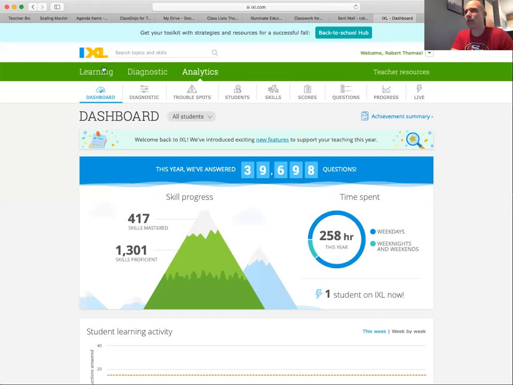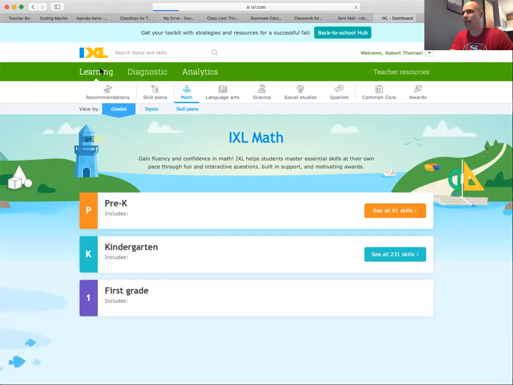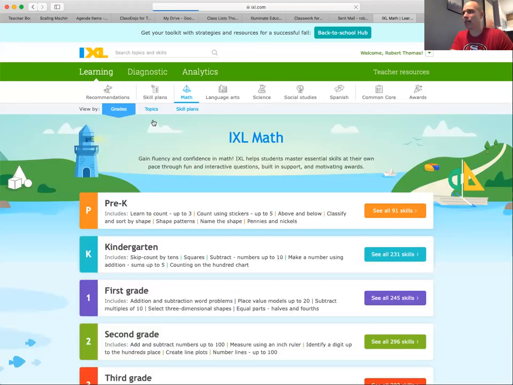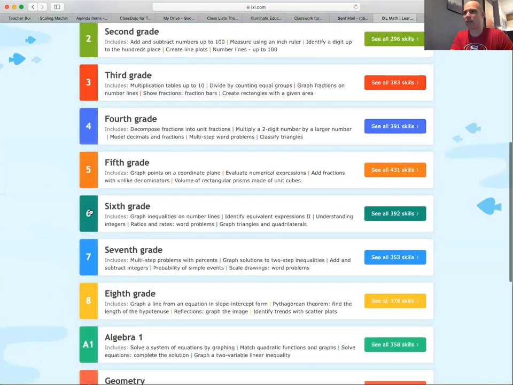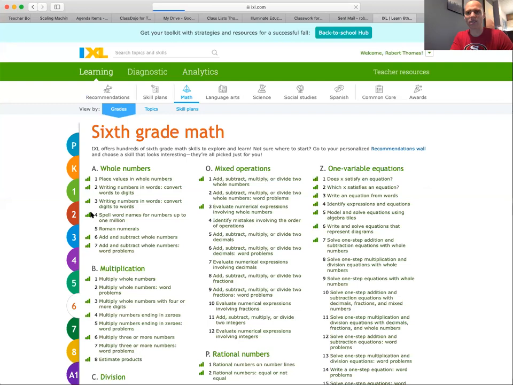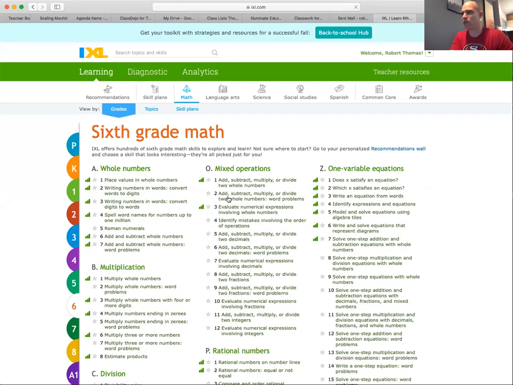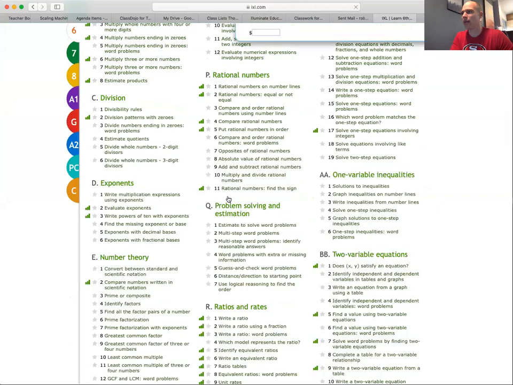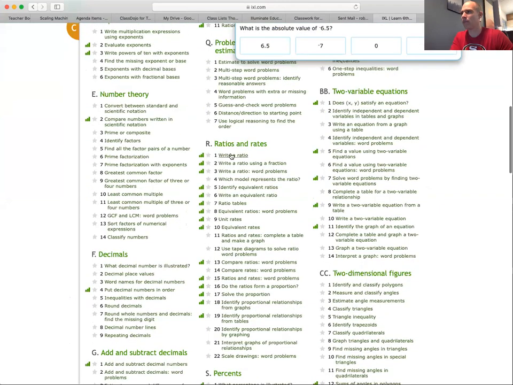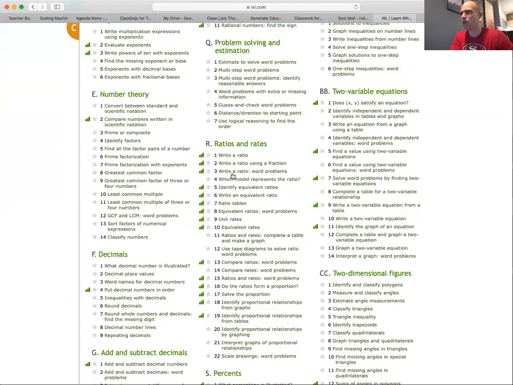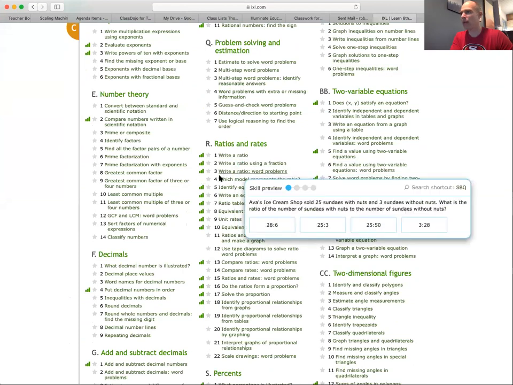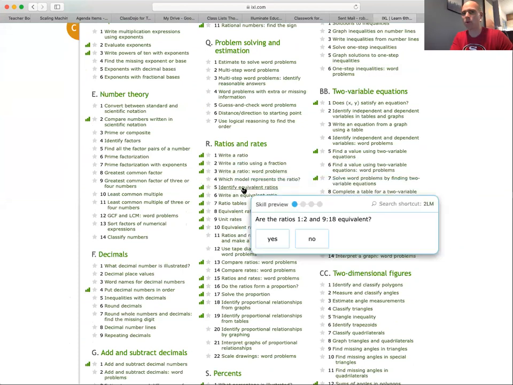But another way you could do it is click on Learning and then go to Math. We're already in Math. And then go to 6th grade, because I assigned you some 6th grade skills. All the skills I asked you to practice are ratio stuff. So I'm going to scroll down until I see ratios. And it's these ones, right? Write a ratio, word problems, and identify equivalent ratios.